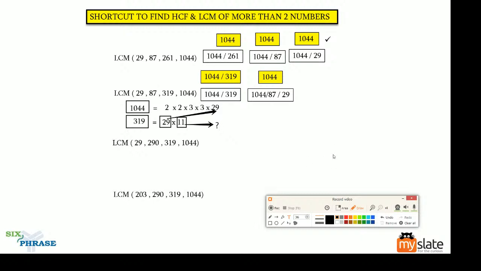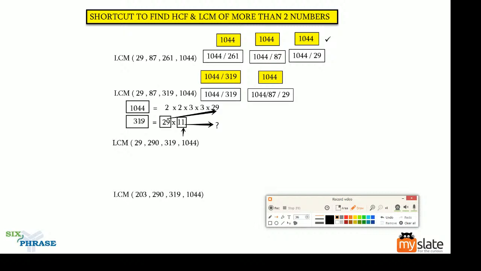Where is the 11 in 1044? That is my question. Do you have 11 in 1044? Try however you may: 2 into 2 is 4, 2 into 3 is 6, 3 into 3 is 9, 9 into 2 is 18. You get numbers which are not 11. So you don't get 11. This is the reason: because you don't have 11 in 1044, 319 cannot divide 1044.